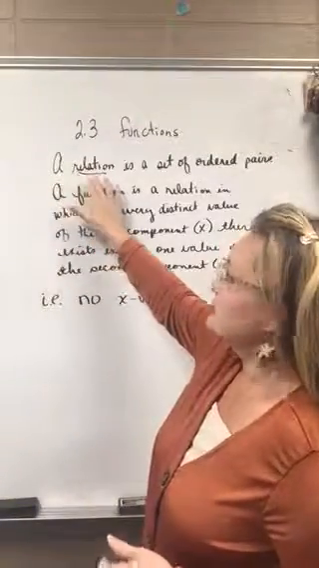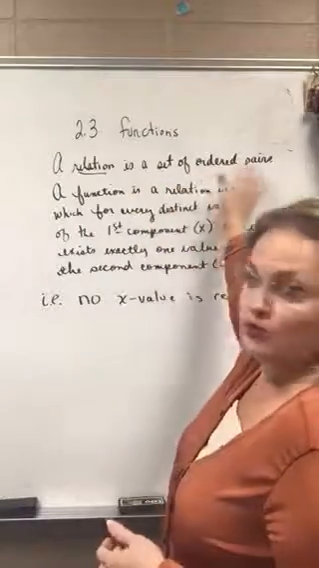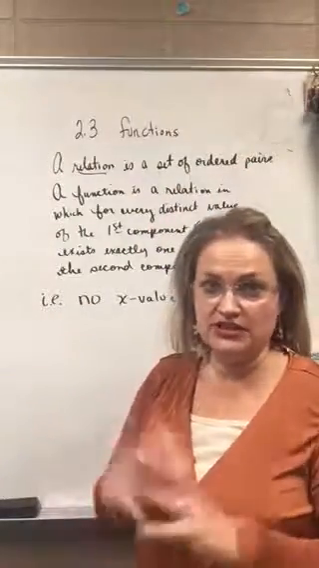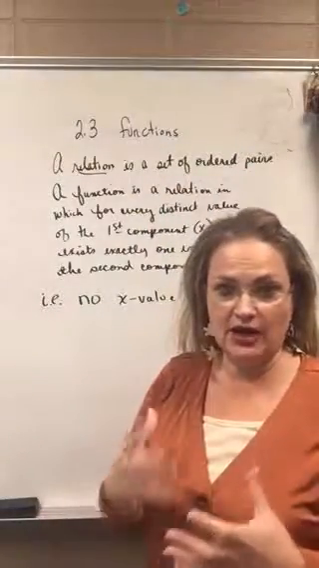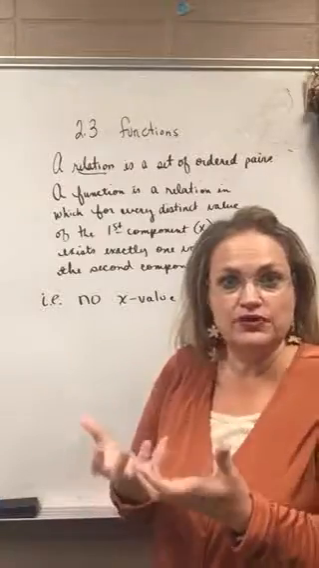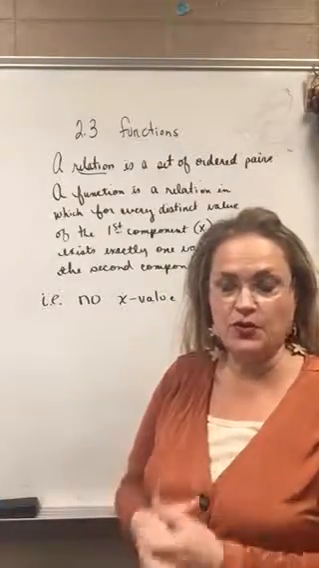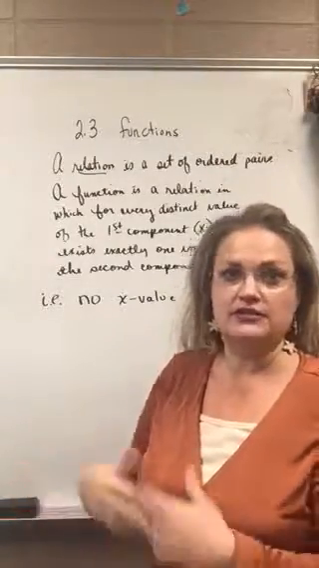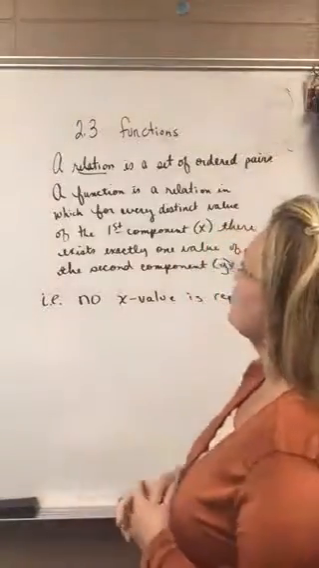So first of all, a relation is a set of ordered pairs. That's very loose. It's just anything where you've got an x and a y in ordered pairs, or even two real things that you're comparing, an x and a y. That makes a relation. And so we graph relations with ordered pairs.